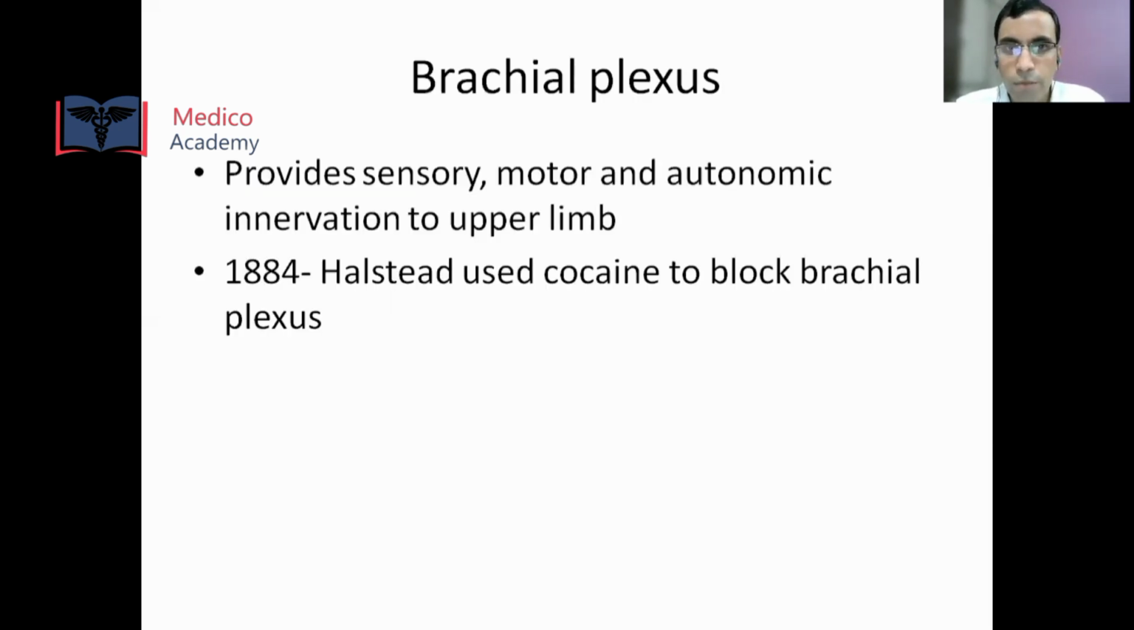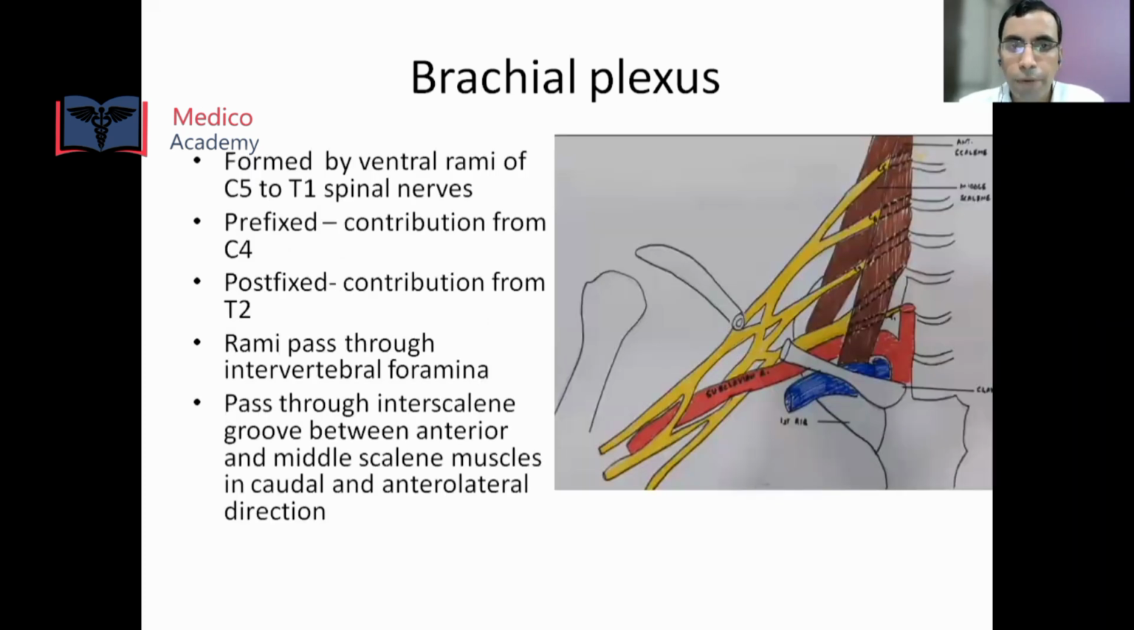We all know that brachial plexus provides sensory, motor, and autonomic innervation to whole of the upper limb. It was in 1884 that Halsted for the first time used cocaine to block brachial plexus. Brachial plexus is formed by ventral rami of C5, C6, C7, C8, and T1 spinal nerves. A prefixed brachial plexus is one which has got contribution from C4 spinal nerve, while a postfixed is the one which has got contribution from T2 spinal nerve.